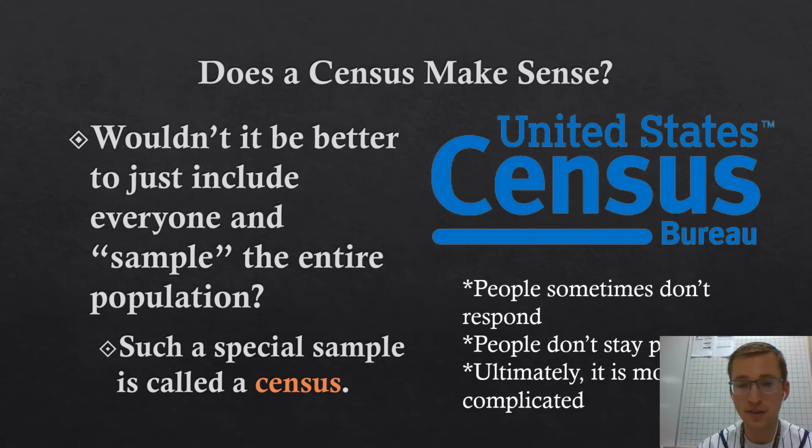You may have seen this past summer or fall, people in your neighborhood from the US Census Bureau trying to gather information from your family or from your neighbors. The US actually does this every 10 years. They record information from every single American household, okay? Now, an issue with that, of course, is that sometimes people aren't going to respond. People don't stay put, so by the time you collect their data, maybe they have moved, and ultimately it's just more time consuming and more complicated. So oftentimes a census doesn't really make a lot of sense.